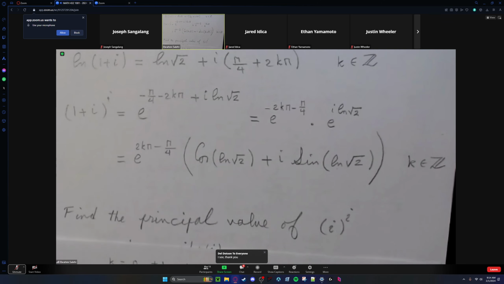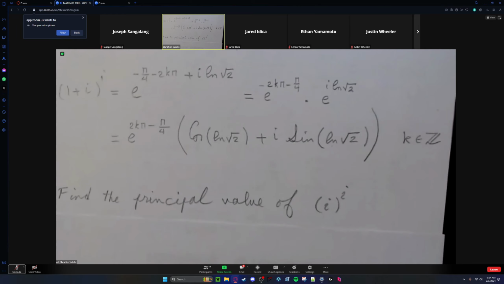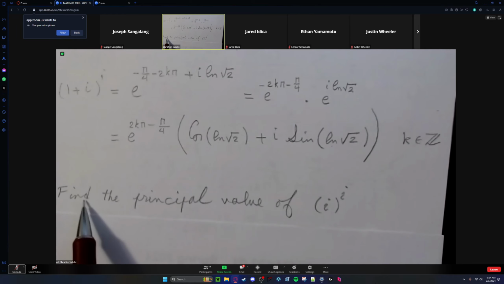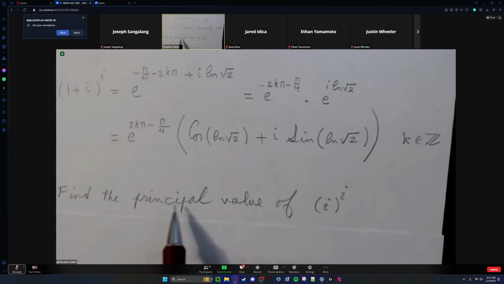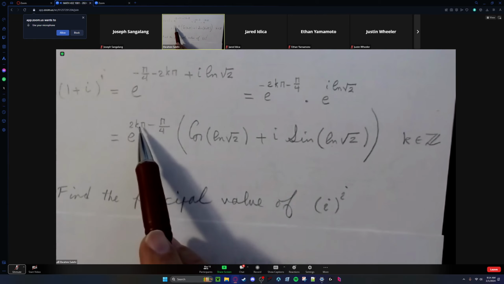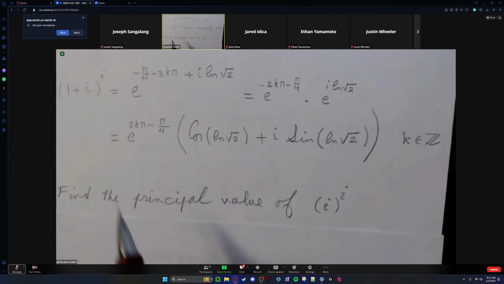So that is, let's see. Here's another example. I want to compute. Oh, this time it says find principal value. So for general exponential, you have sometimes infinitely many values when this k is involved. But you have also principal value, where the output is just one quantity, just one.